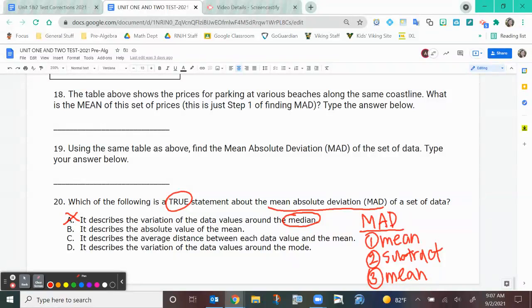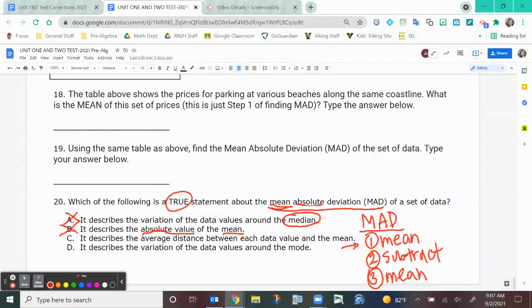B, it describes the absolute value of the mean. So this one's interesting because it has some words I recognize. Absolute value, the word absolute is in the name of what we're talking about. And then mean, we definitely have that word in there too. And we've talked a lot about finding the mean, and we have to find the mean twice in it. But what it's saying is the absolute value of the mean would mean we just find the mean and then we make it positive. That would only be step one. That doesn't include step 2 or 3. So that can't be the definition.